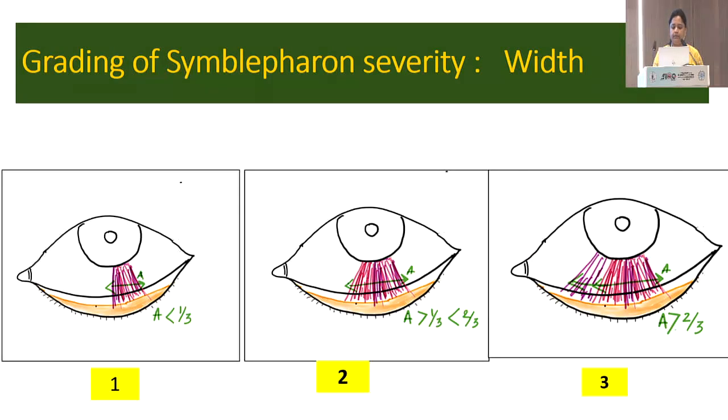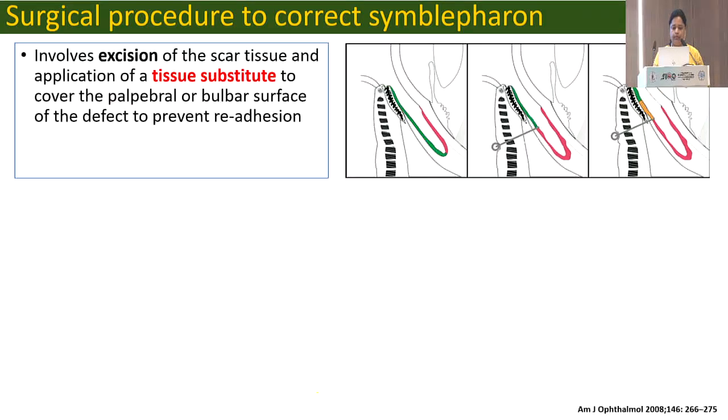And the grading of severity with the width is: grade 1 is less than 1/3, grade 2 is 1/3 to 2/3, and grade 3 is more than 2/3. So if we grade this symblepharon in this way, it is easier to make a decision on which surgical technique we have to use. So this is the surgical procedure to correct symblepharon.